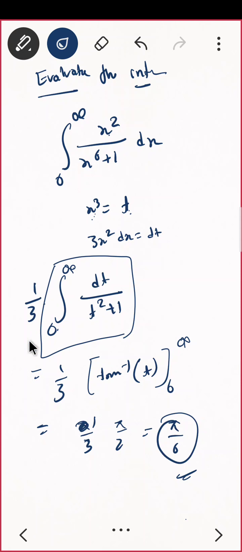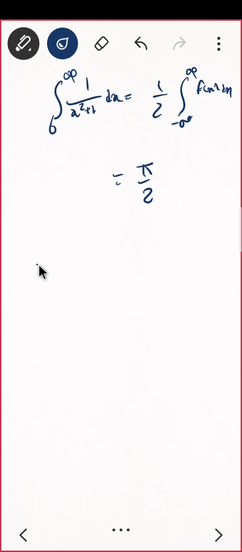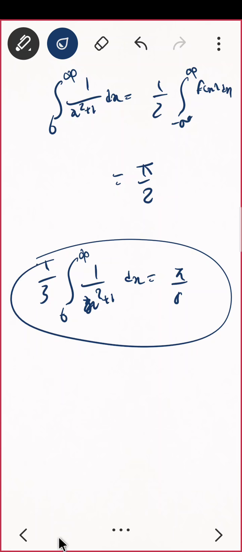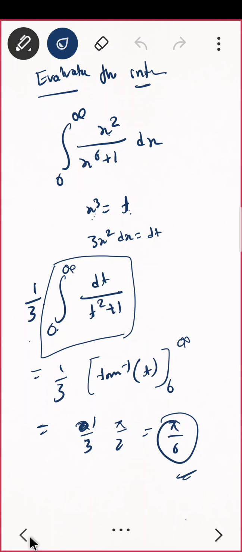Now 1 by 3 is multiplied. So if we multiply by 1 by 3, you'll get your final answer. So 1 by 3 into 0 to infinity of 1 upon x square plus 1 dx will be equal to pi by 6. So from both methods we have got the same result. Is the method clear to you? What you have to do? You always have to find the roots and check which roots are lying above the real axis. You have to consider only those roots, find their residue and use the Cauchy residue theorem. Is that clear?